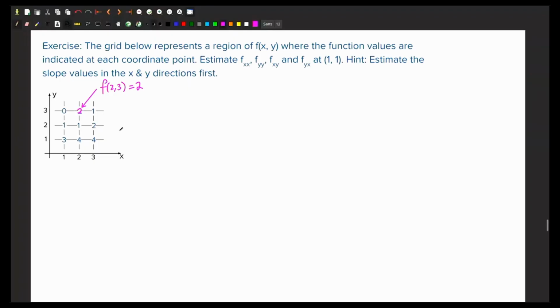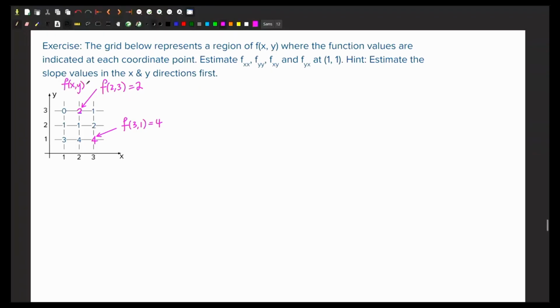Understand? Then what about this number? This number is f of 3, 1, because x is 3, y is 1. And the function value is 4. So therefore you get a 4 here. Of course you can label the other points, but not necessary. So these will be your values of f of x, y.